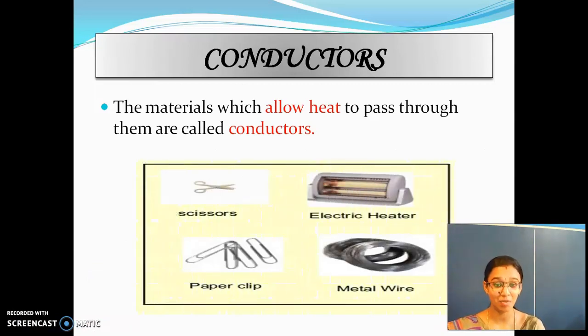So these are some of the examples of conductors: scissors, electric heater, metal wire, paper clip. The best example is copper, because current passes through, right? So not only heat, it also allows current to pass through them. The materials that allow current to pass through them are called conductors.